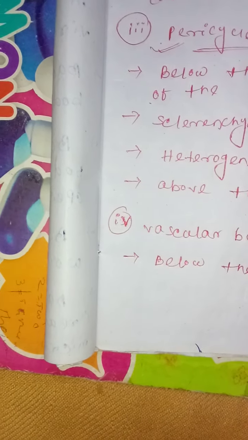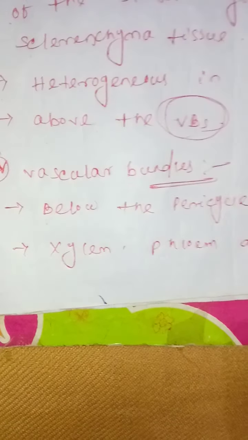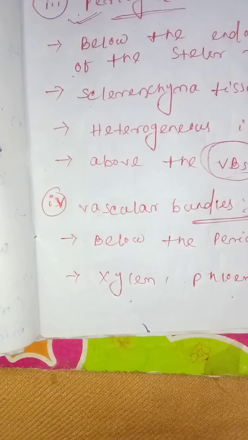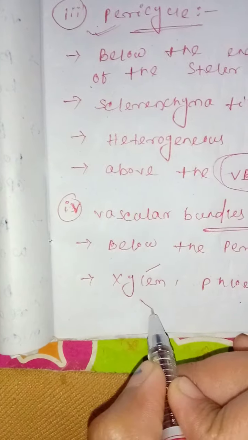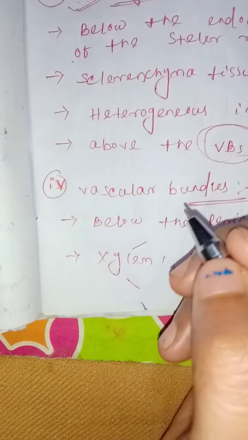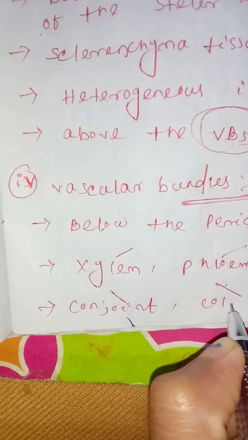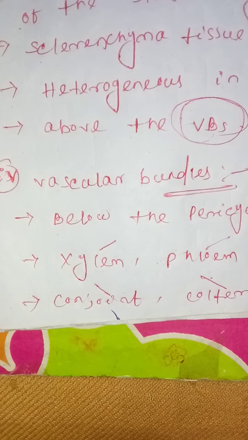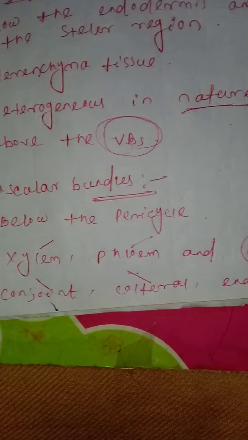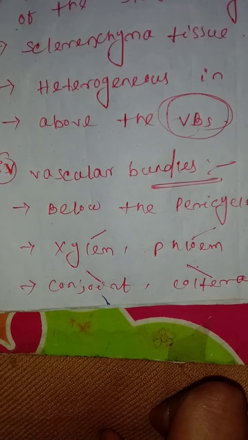And also vascular bundle contains xylem, phloem and cambium. Cambium is optional. Xylem may be outer xylem or inner xylem. Phloem may be outer phloem or inner phloem, and also cambium. Vascular bundle may be conjoint, collateral, endarch or open type. So vascular bundle may be conjoint, collateral, endarch or open type in dicotyledon stem.